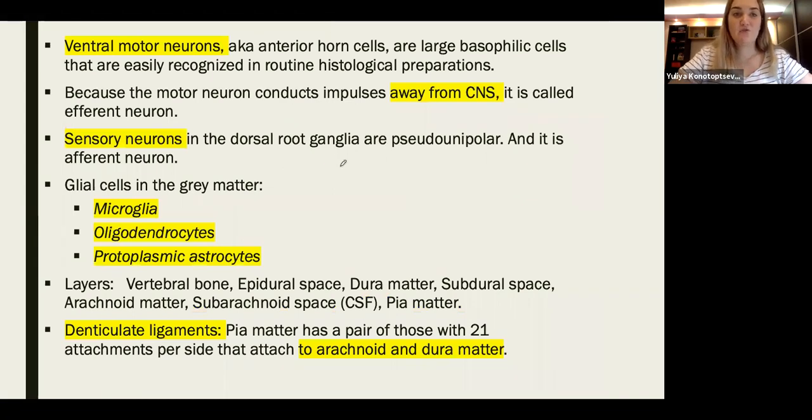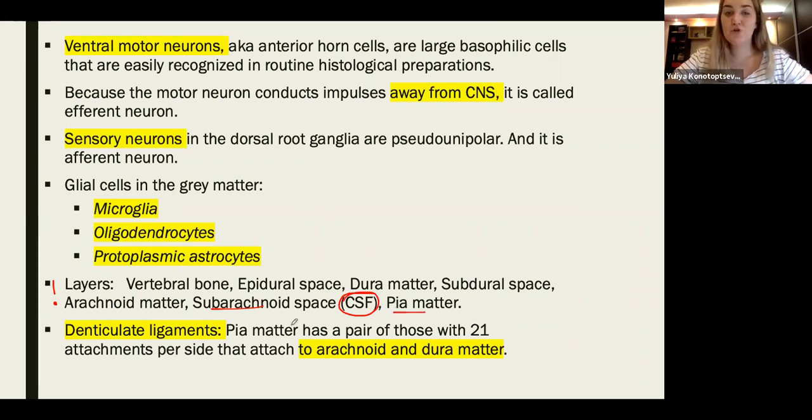Okay, so we have talked about this. This is just a repetition. I'll talk about it in a sec. This is an exam question. They're going to ask you the layers. Okay, so vertebral bone, epidural space is above the dura mater, subdural space, right? Then arachnoid, subarachnoid space, that's the place where the cerebrospinal fluid will be, and then the pia mater.